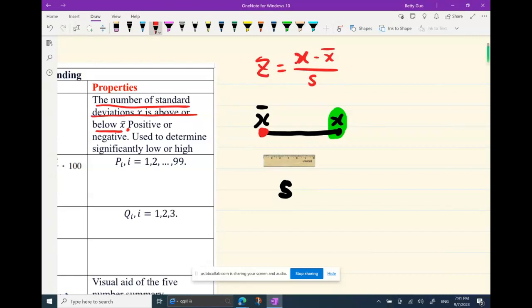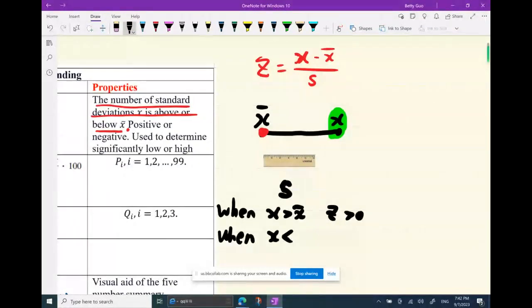So the denominator is always positive. In order for z to be positive, the numerator has to be positive. So when x is bigger than x bar, z is positive. That means your value is above average. The value x is the value whose relative standing in the data set you are concerned with. When your value is above average, bigger than x bar, your z-score is positive. When your value is below the average, your z-score is negative.